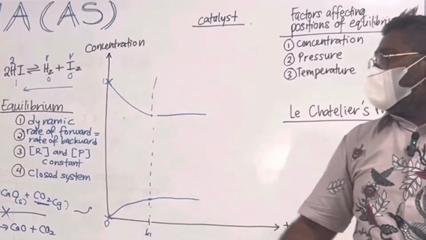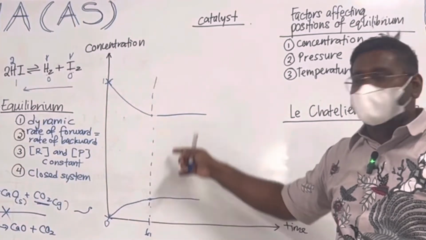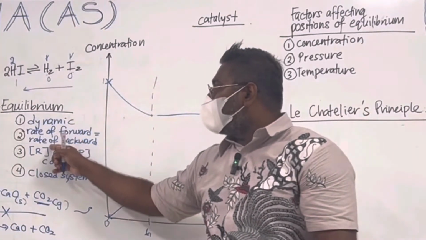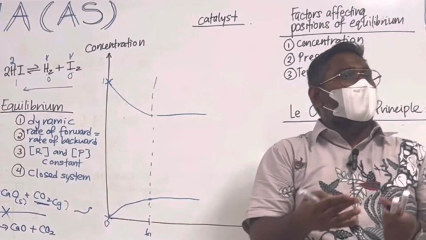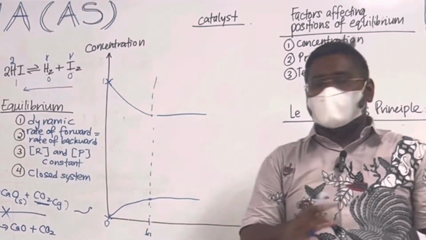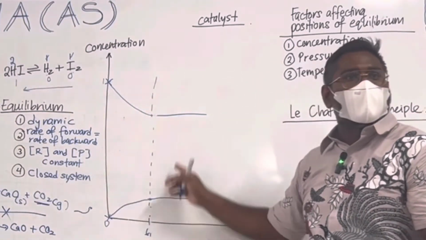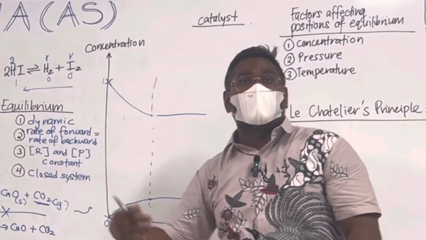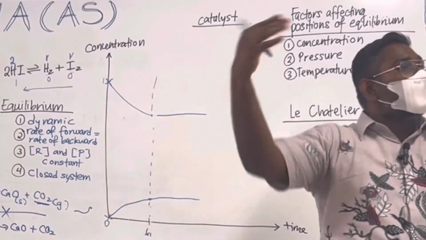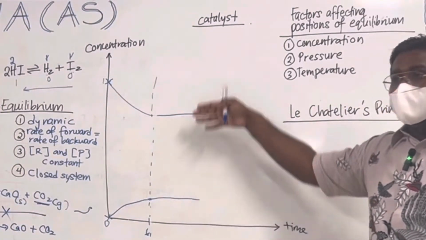It means that you can see it's dynamic. It is still reacting. The rate of forward and the rate of backward reaction, because it's still reacting and the conversion is the same, the concentration of the reactant and the product is going to be constant. Not the same, constant. And it is a closed system. Nothing goes out, nothing goes in. So this is going to be the graph.